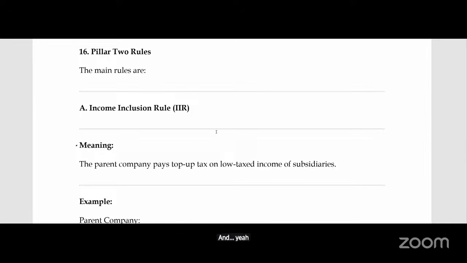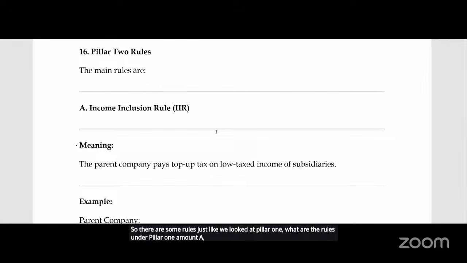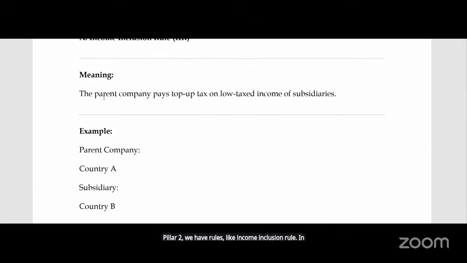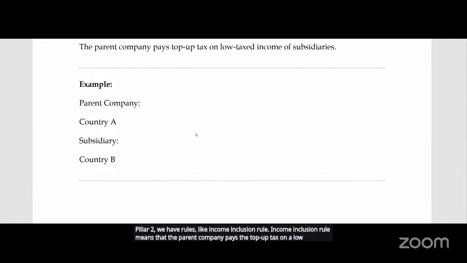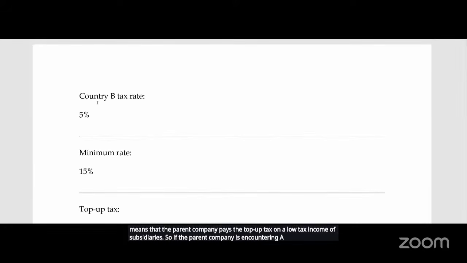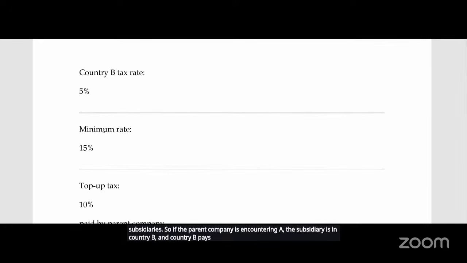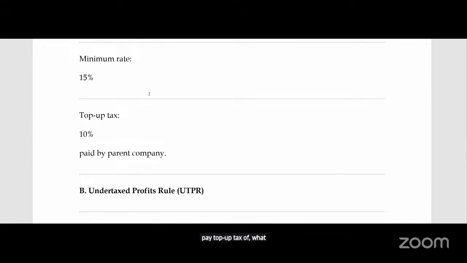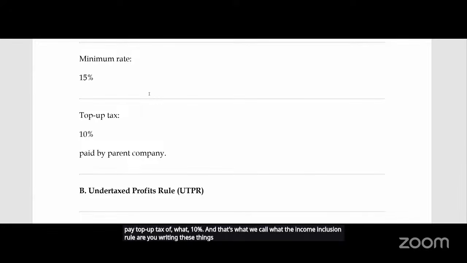So there are some rules, just like we looked at. Pillar 1, what are the rules under Pillar 1? Amount A, Amount B, and what? Tax certainty. Pillar 2, we have rules like the income inclusion rule. It means that the parent company pays the top-up tax on the low-taxed income of subsidiaries. If the parent company is in country A, the subsidiary is in country B, and country B taxes at 5%, and the minimum rate is 15, the parent will pay a top-up tax of what? 10%. And that's what we call the income inclusion rule. Are you writing these things down? Does it make sense?